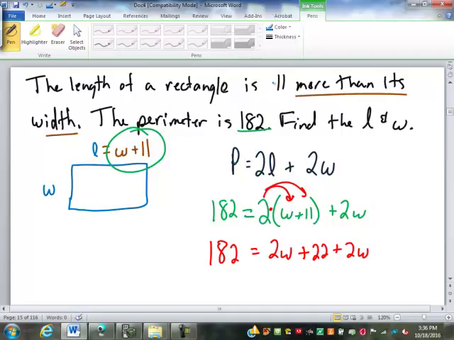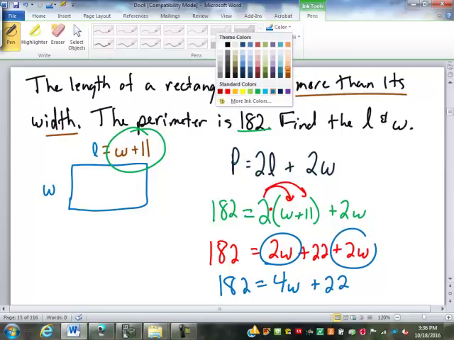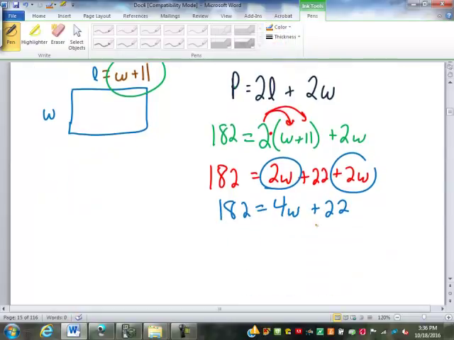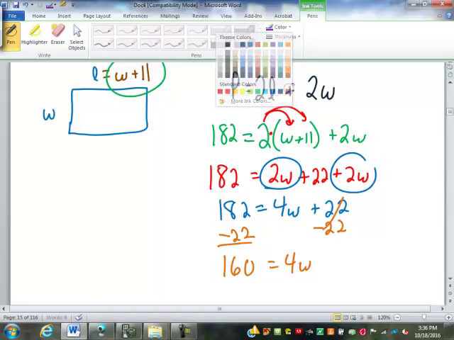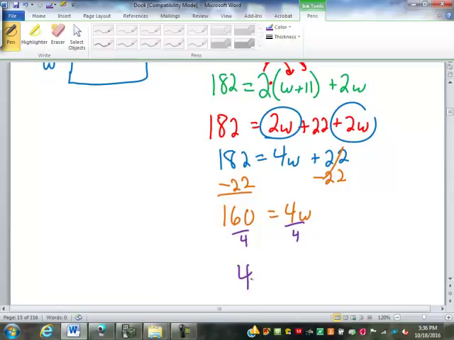So we can now start combining. Again, nothing's going to happen to the 182. 2W and 2W make 4W. So we got 4W with the plus 22. What do we do next? Minus 22. Very good. Subtract 22. 160 equals 4W. And then divide by 4. So 40 equals W.